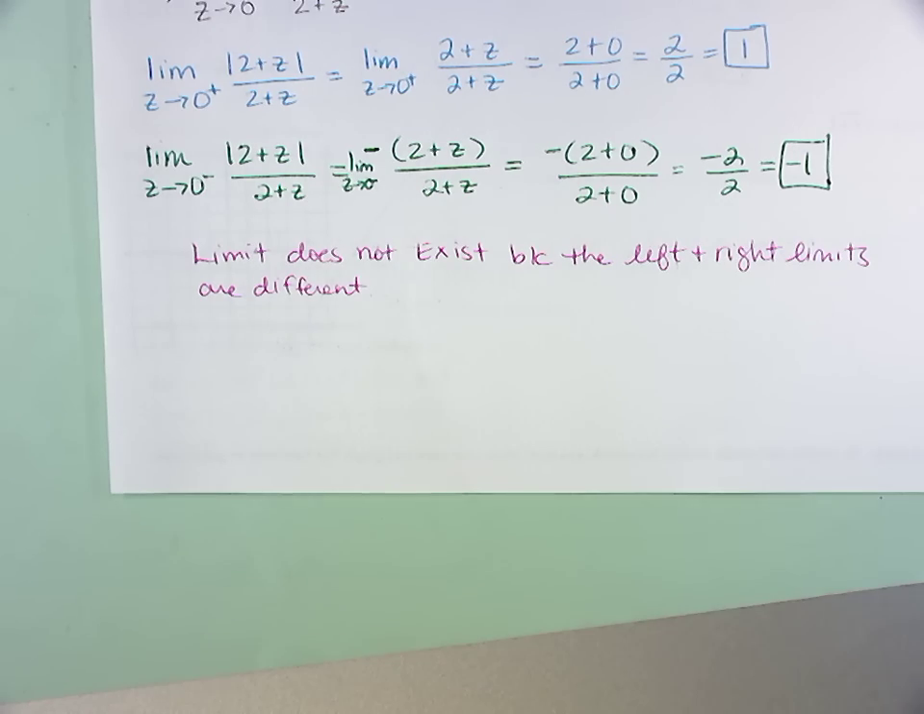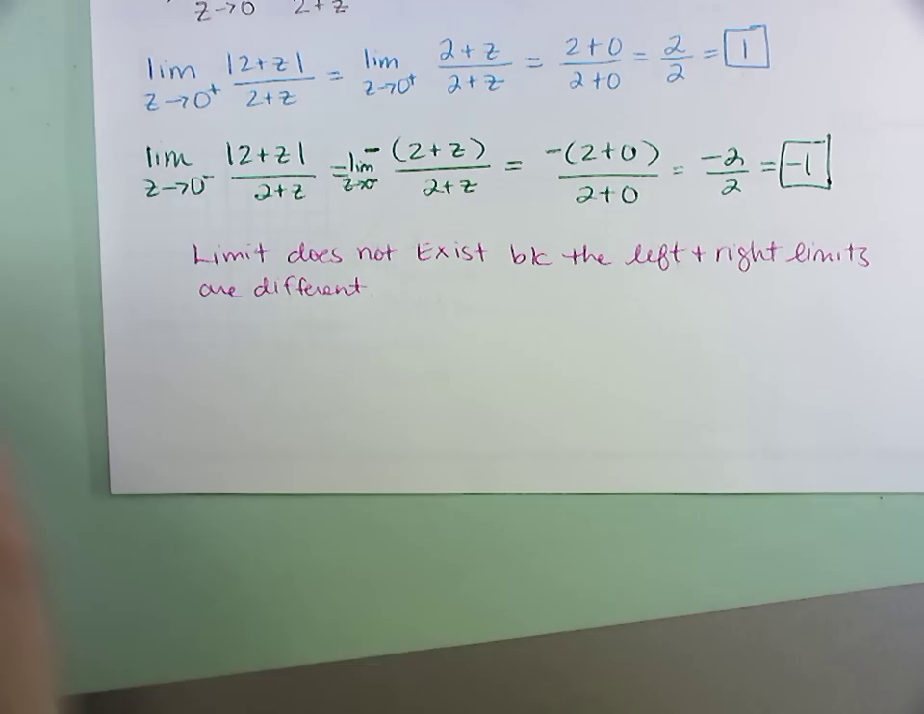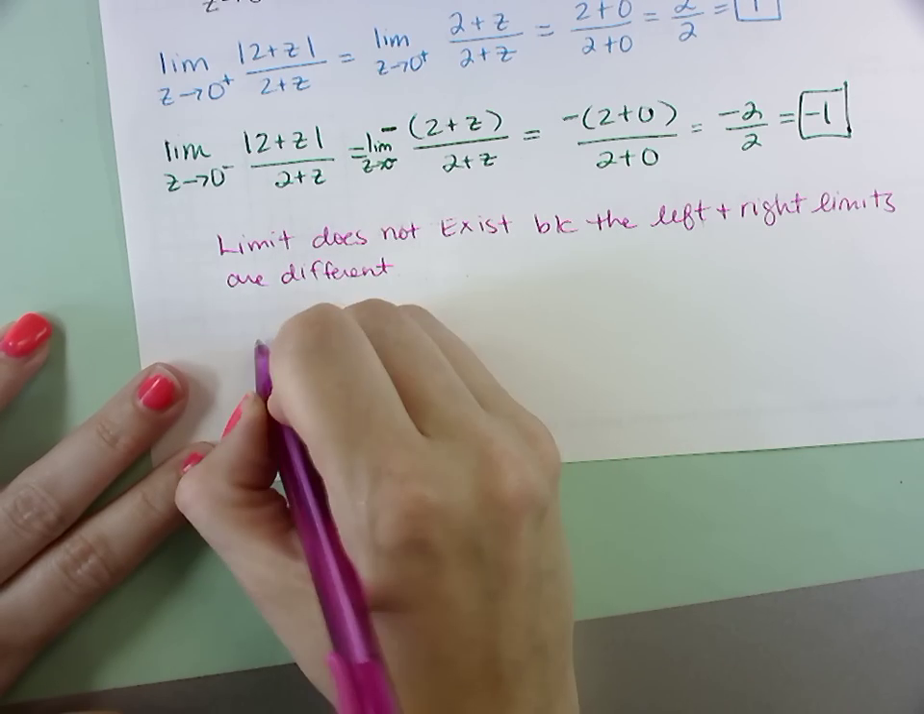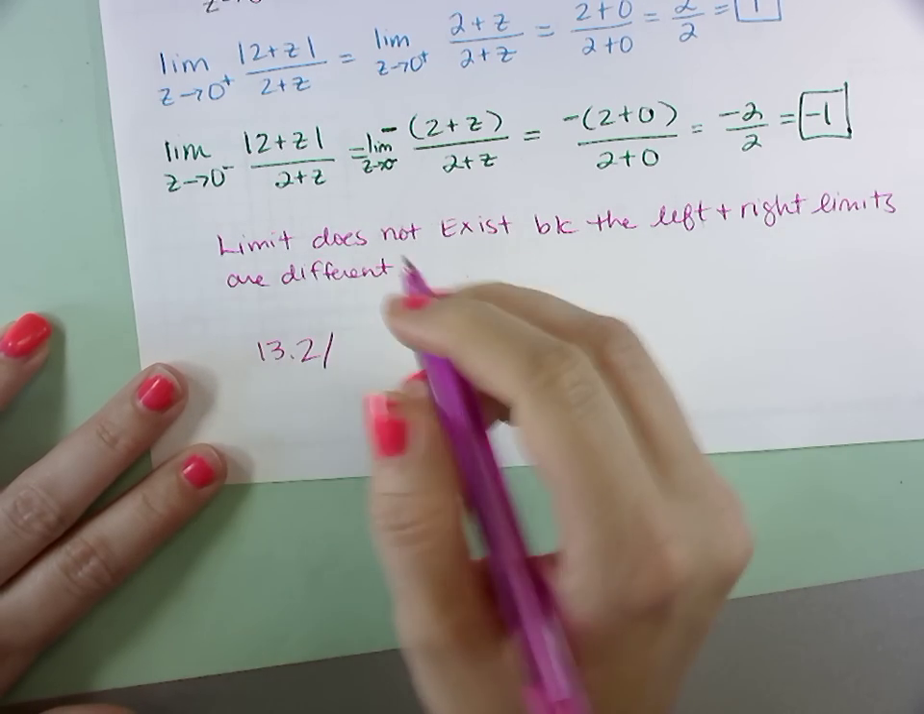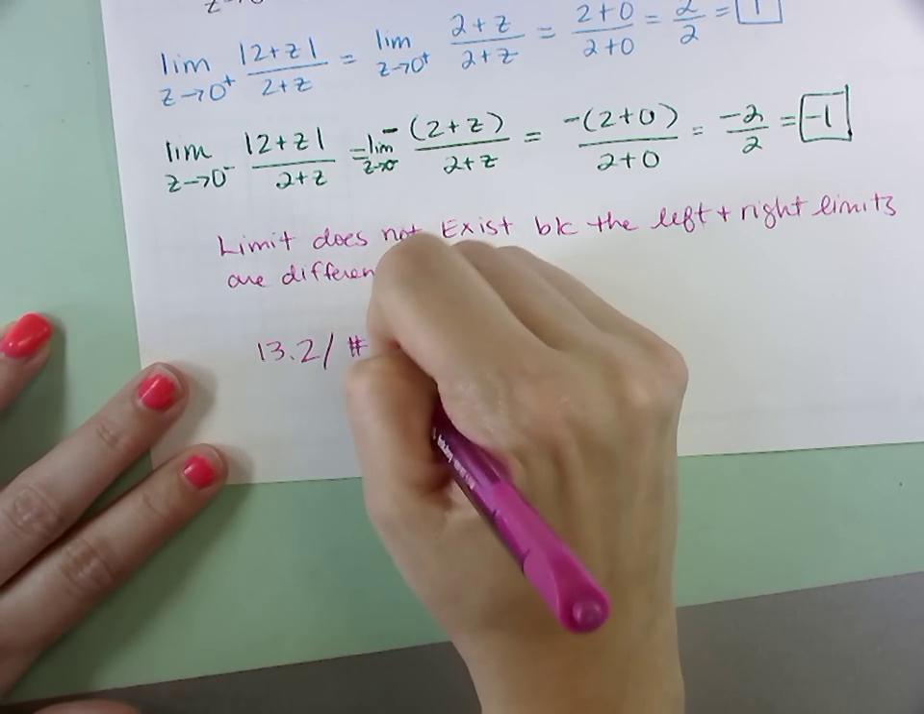Okay, and then you guys are going to do 13.2, numbers 5 through 7, 11 through 18.